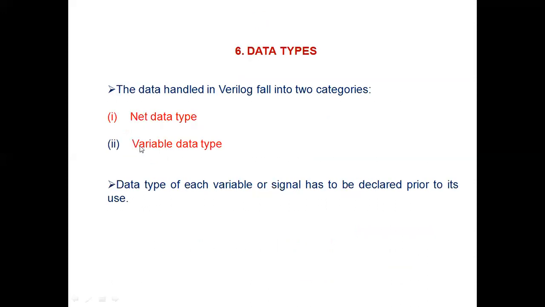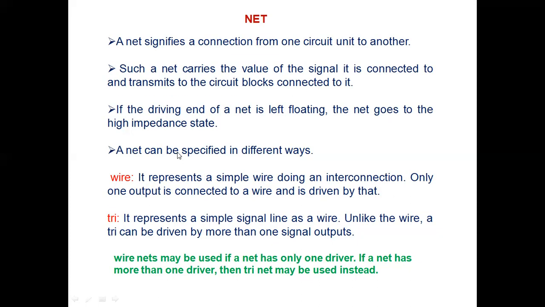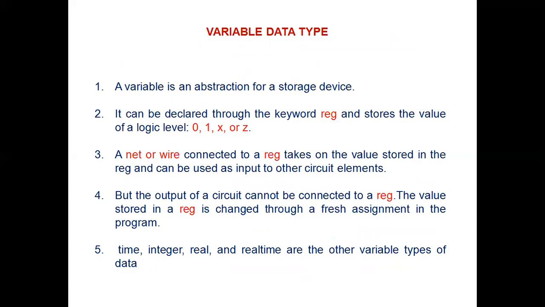Now what is the second one? Variable data type. Tell me, in net data type, what are the two things we observed? Wire and tri. Next one, variable data type. Now let us discuss what this variable is. A variable is an abstraction for a storage device. Yes, a variable is nothing but an abstraction for a storage device.